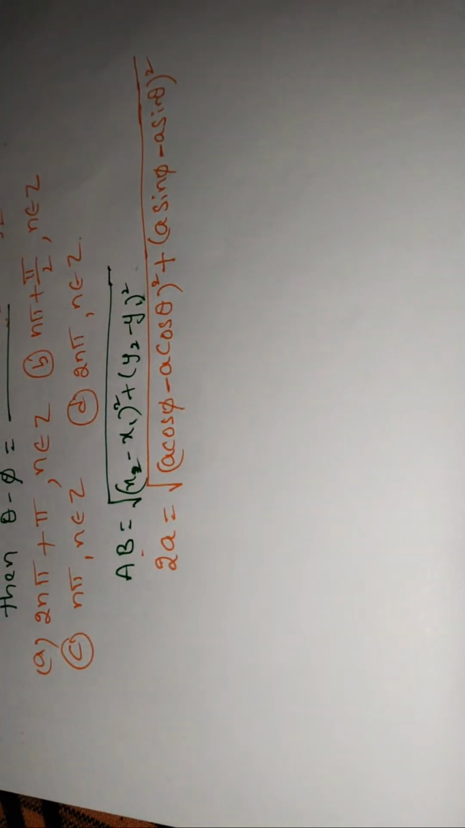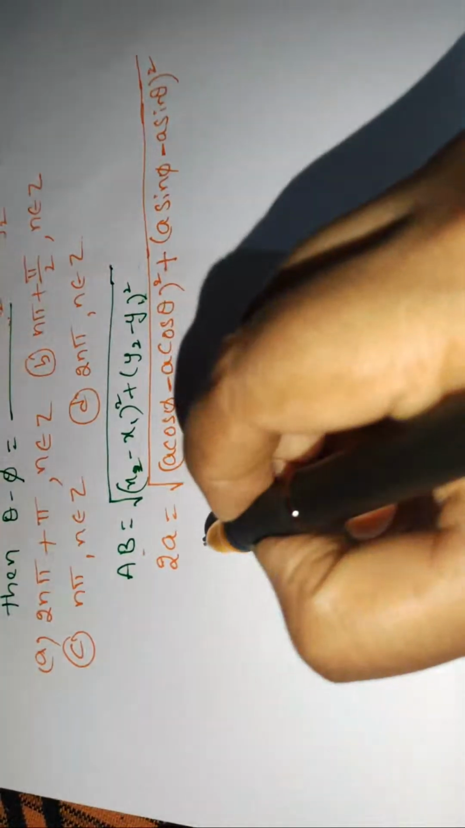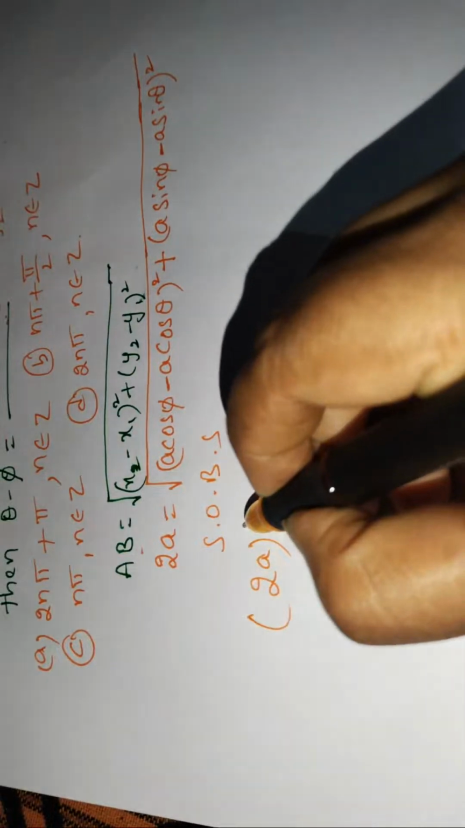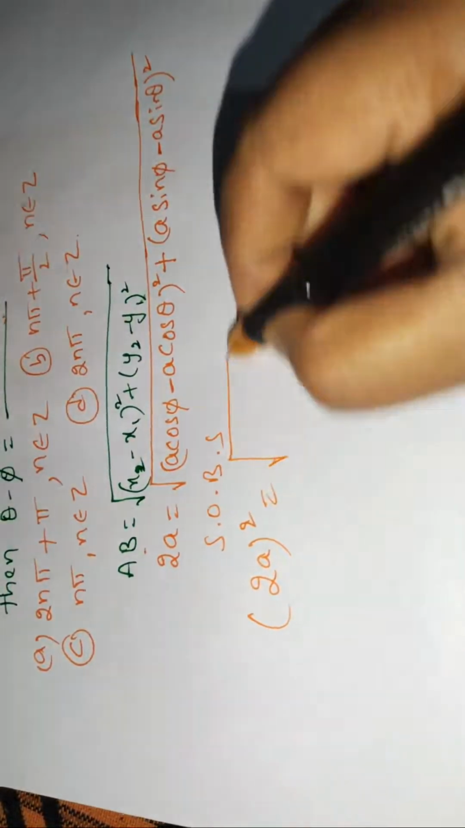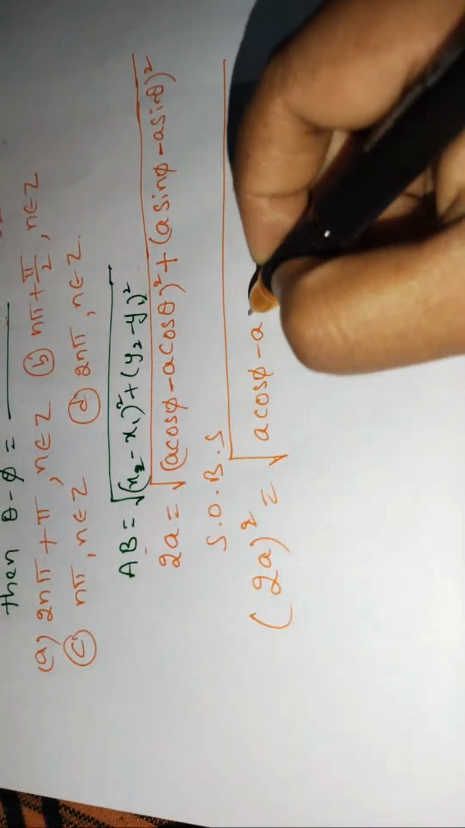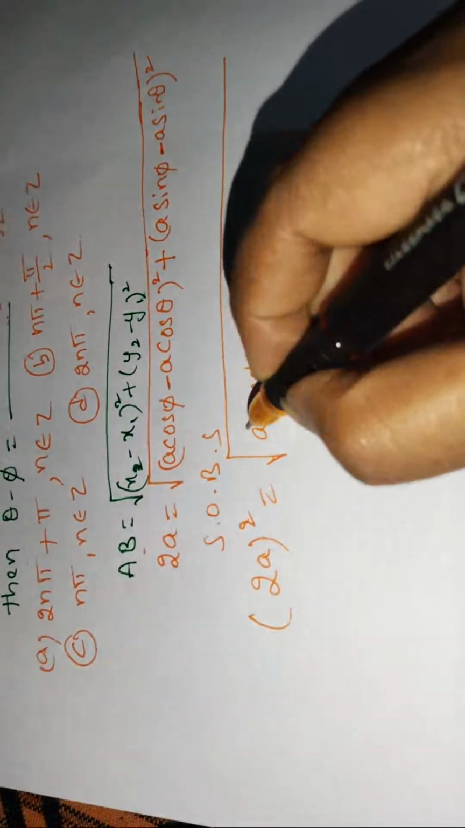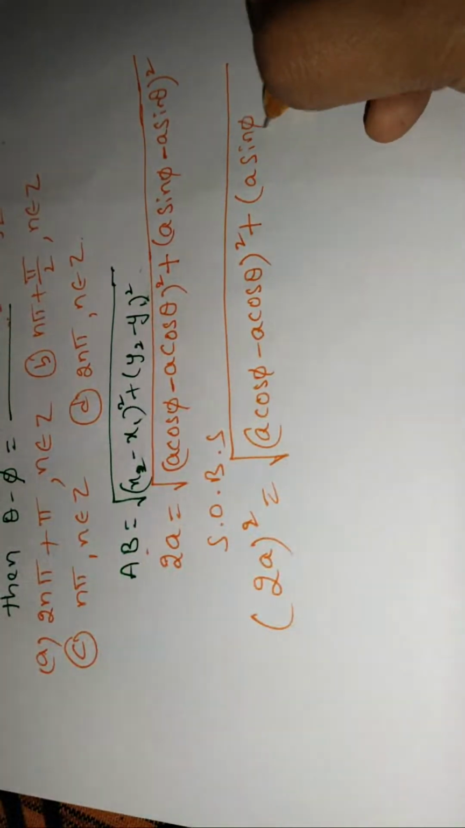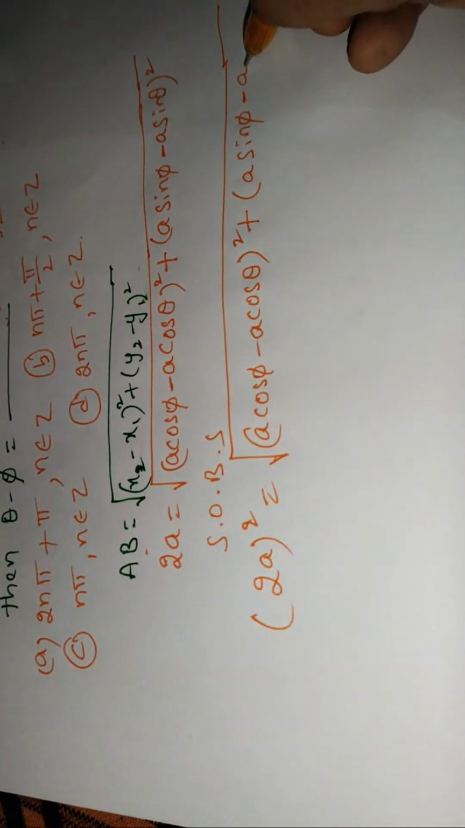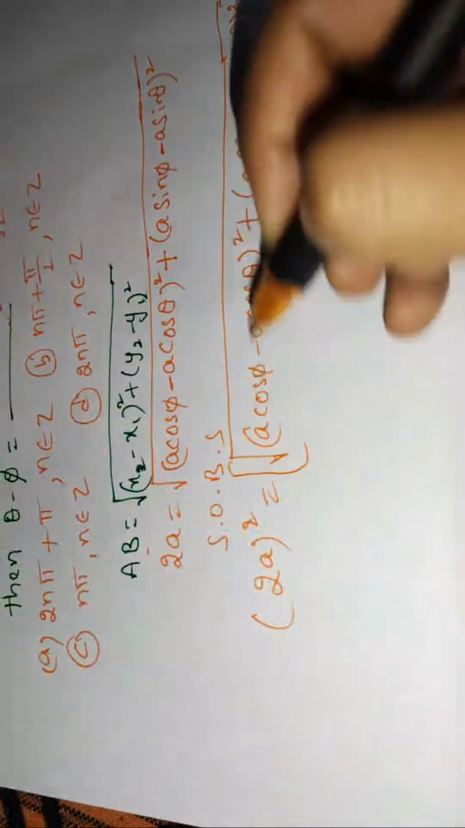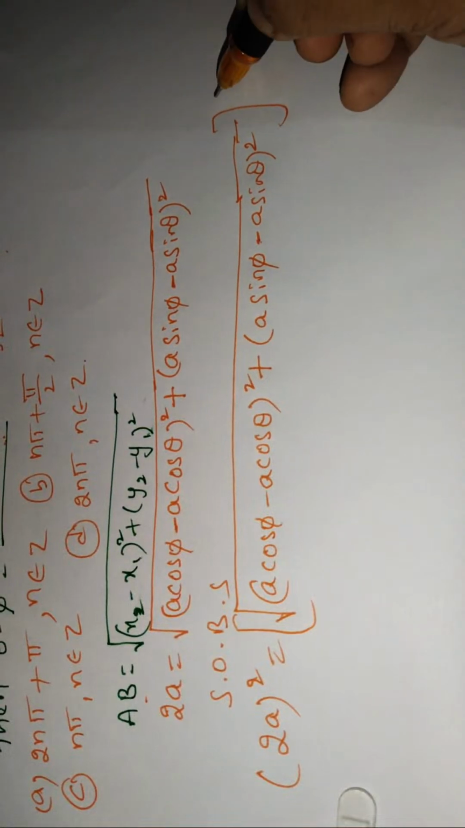Now we will simplify this. I will apply square on both sides. Square on both sides gives A cos phi minus A cos theta whole square plus A sin phi minus A sin theta whole square. Square on both sides means I take the whole power 2.